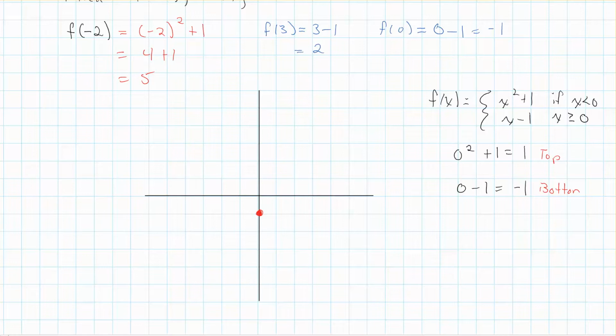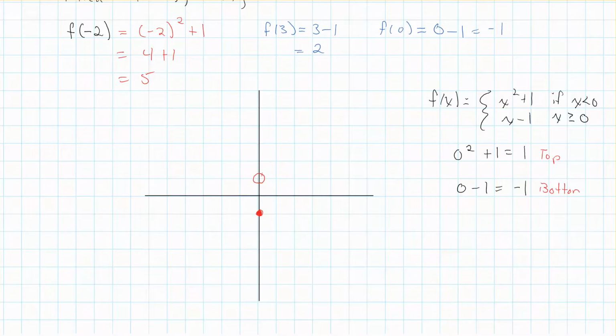Now the top one, I'm not allowed to actually be 0 in the top one. However, it's x less than 0, so I can go all the way up to 0. And if I was allowed to have 0, the value would be 1, but since I'm not allowed to, what we do is we put an open circle right there. So I put an open circle at 1. And then we're going to look at graphing each of these pieces individually.